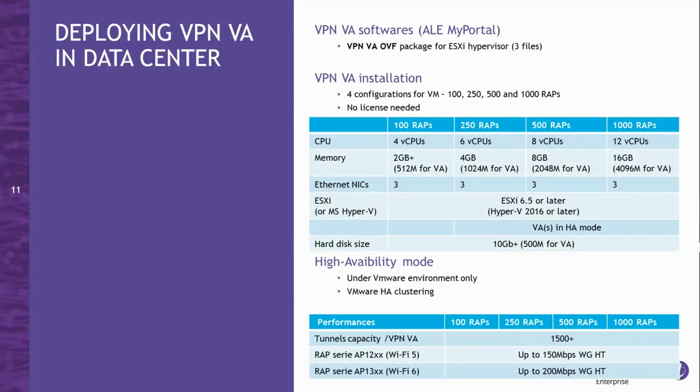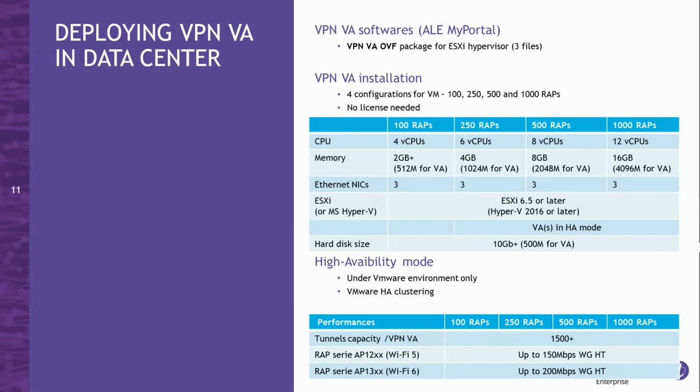On this slide, we detail the useful points for the deployment of the VPN VA in the data center. The VPN server appliance can be downloaded from the ALE MyPortal website. There is no license for VPN installation in the data center. The IP license of OV2500 covers the deployment of Stellar RAP. The VA can be deployed on a VMware hypervisor or on Microsoft Hyper-V. There is one OVF file for the VE and two VMDK files for disks.